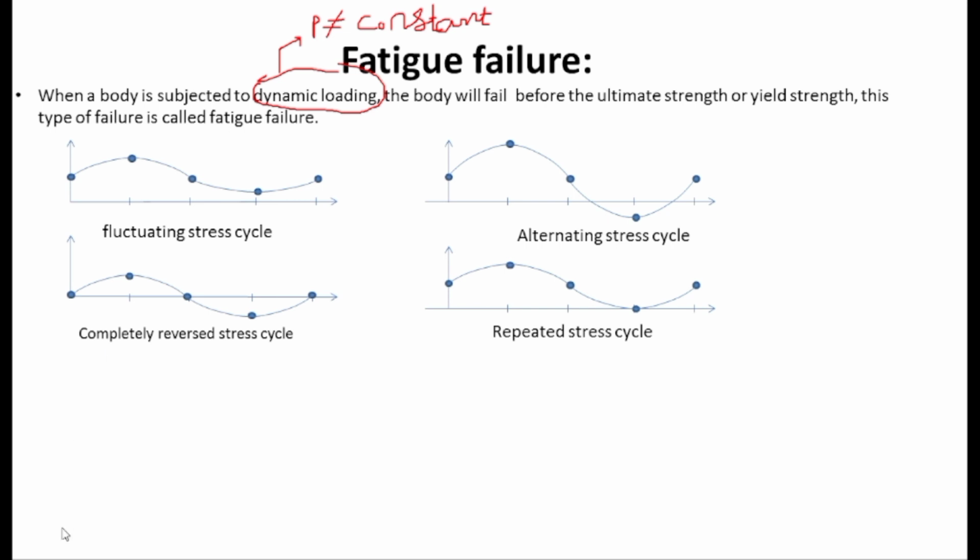There are different types of dynamic loading. Following are its types. Fluctuating stress means that sigma max will not be equal to sigma minimum, and both will have the same signs. Similarly, for the alternating, sigma max will not be equal to sigma minimum, but they will have different signs. One will be positive and the other one will be negative. And for the repeated stress cycle, sigma minimum is equal to 0. And for the completely reversed stress cycle, sigma max is equal to sigma minimum in magnitude, and they will have different signs. So these are different types of loads.